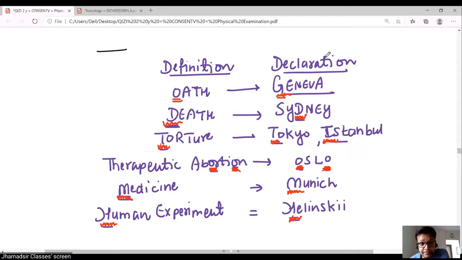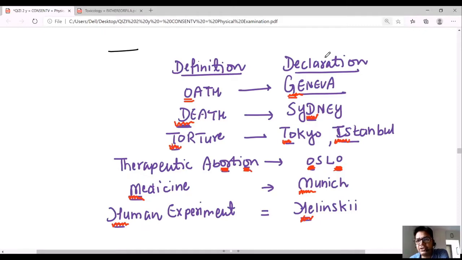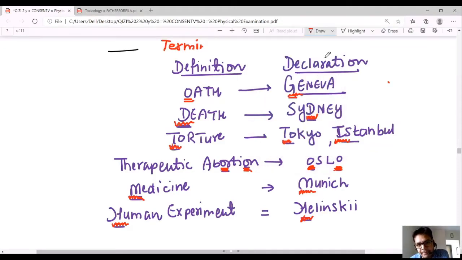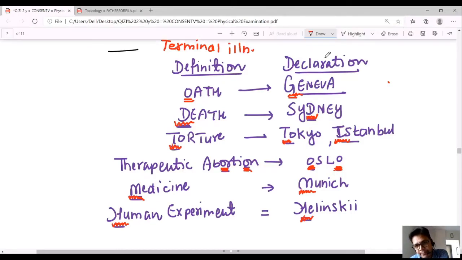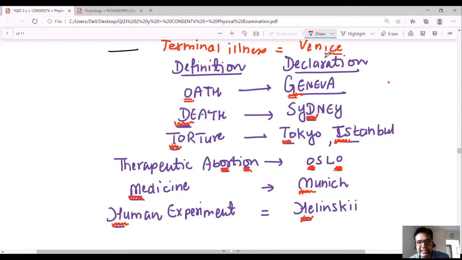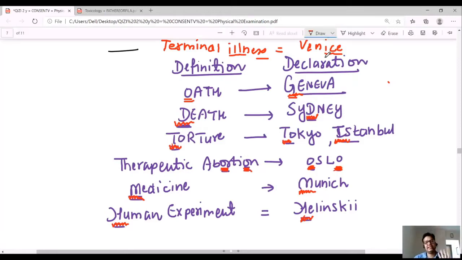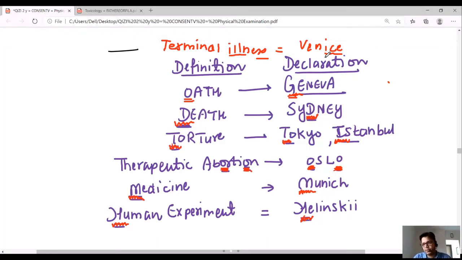Now, if you want to remember one more: the definition of terminal illness. It was defined in Venice. See, how to remember Venice? Illness, you can say in short, is Venice. Terminal illness was defined in Venice.